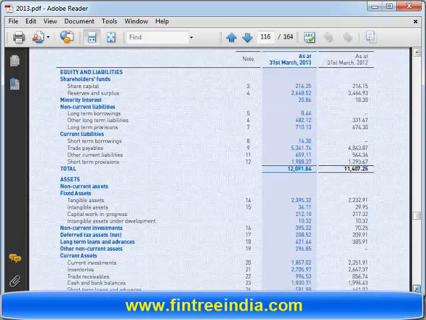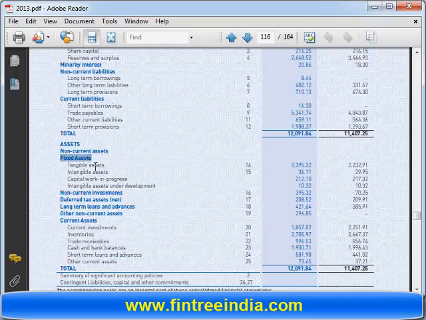Going forward, assets: tangible, intangible, capital work in progress, intangibles under development. What is tangible? You can see or touch them, like land, building, all those are tangible assets. So a very big amount. A smaller amount in intangibles. Intangibles are softwares or copyrights or content, all those are intangibles.